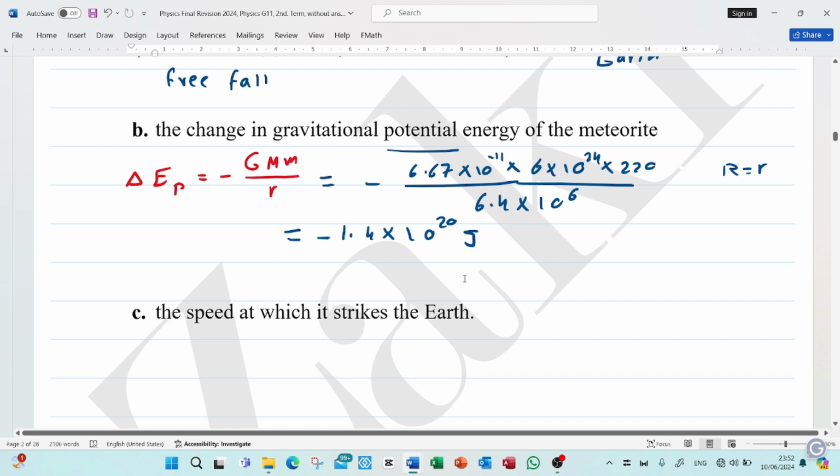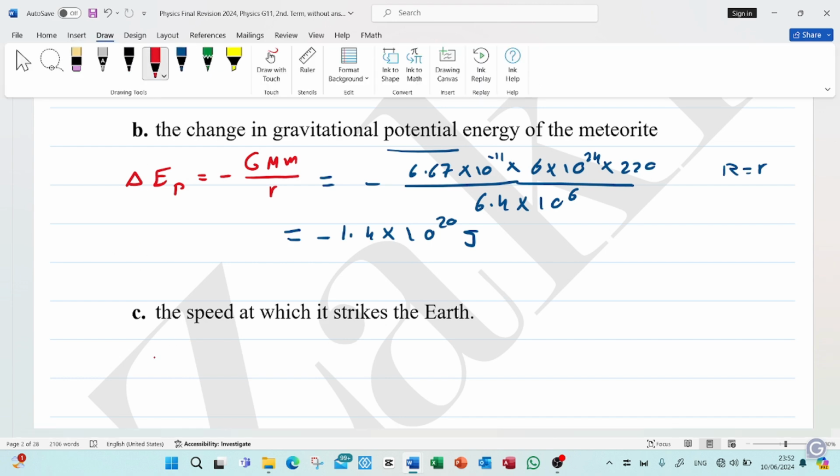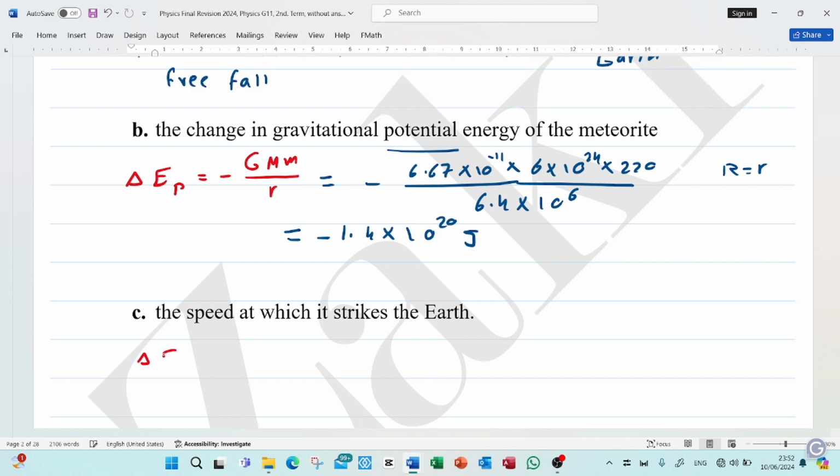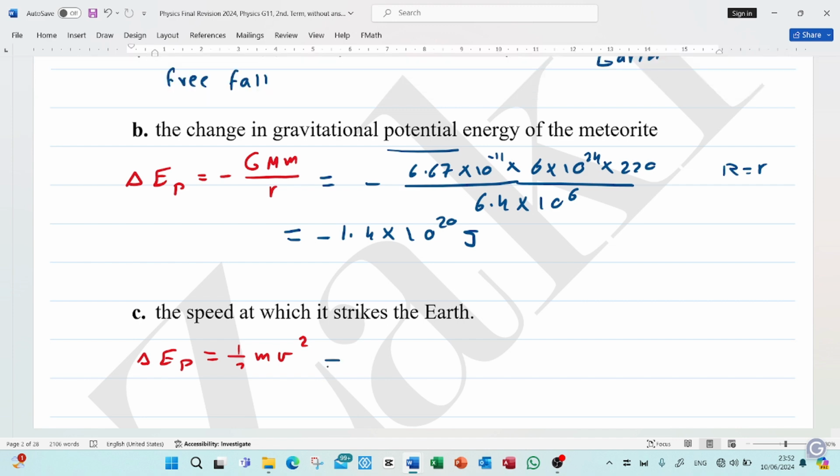The speed with which it strikes the Earth. Now, this is the change in gravitational potential energy. What is the relation between gravitational potential energy and the speed? It is kinetic energy, half m v squared. Then what is m? It is the mass of the object, it's 220. Then from this formula, we can say half m v squared, without the negative.